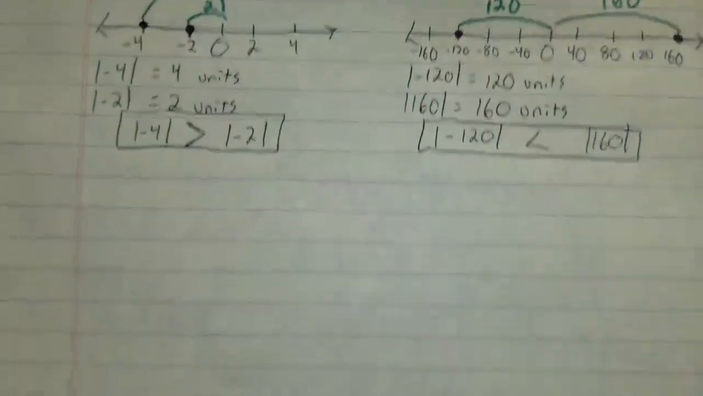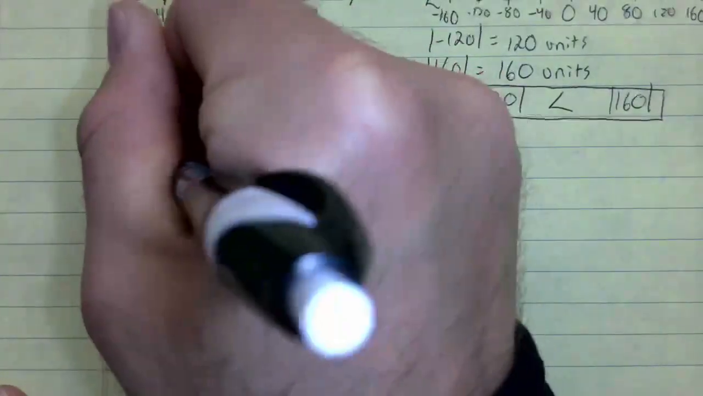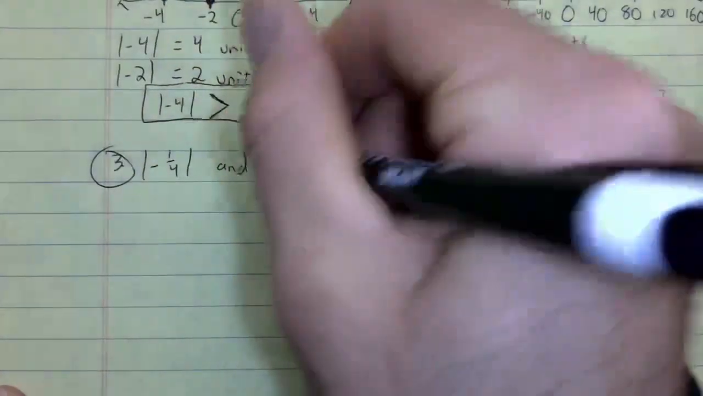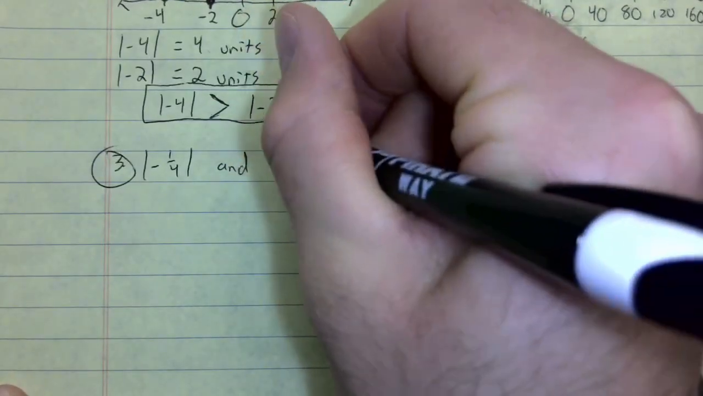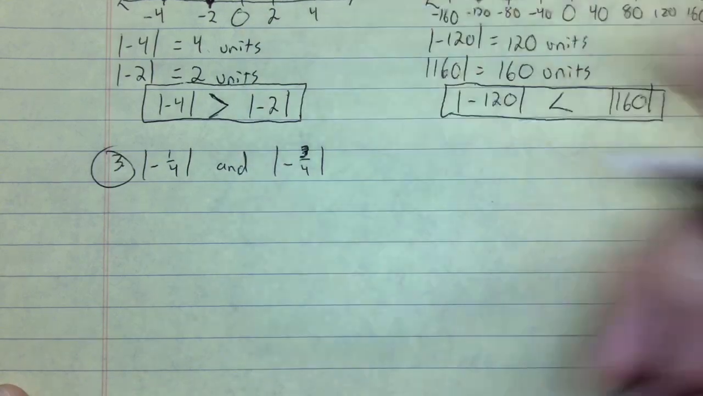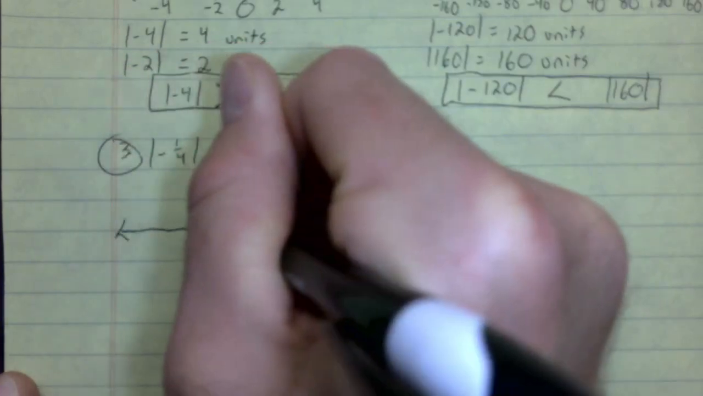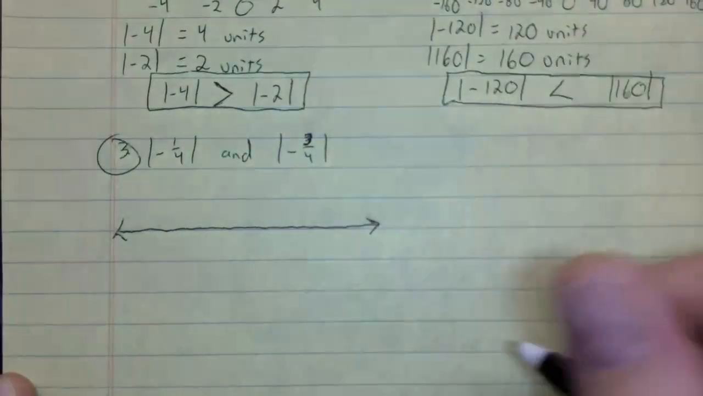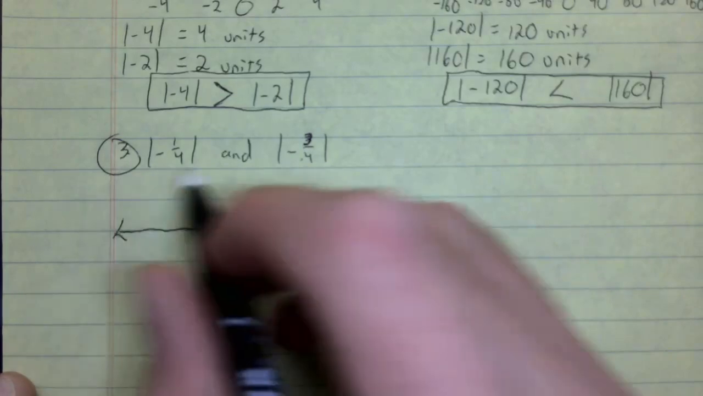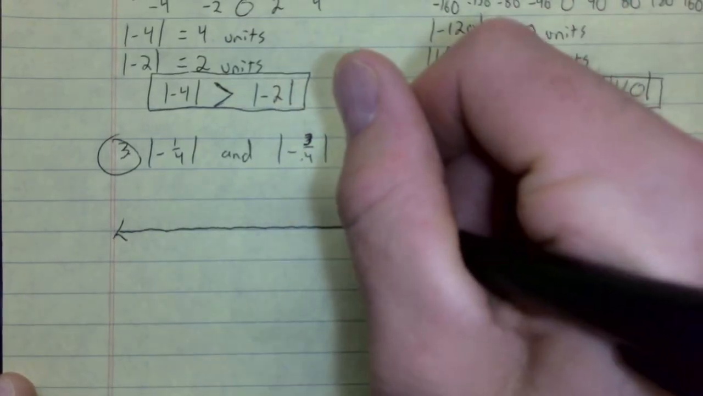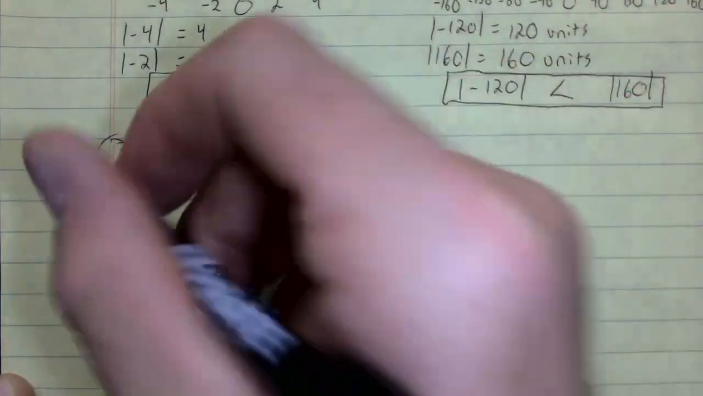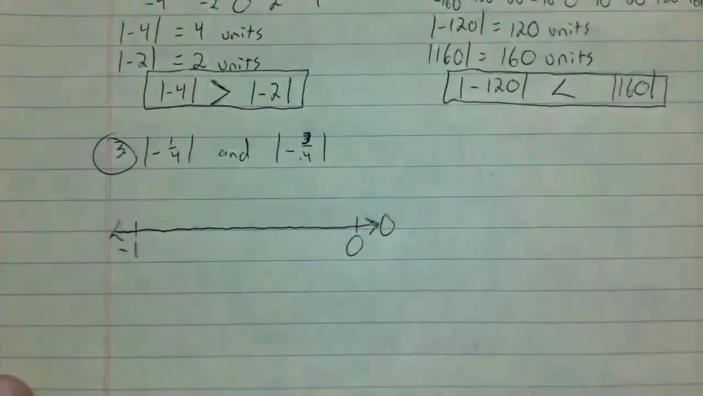Number 3 is the absolute value of negative 1/4 and the absolute value of negative 3/4. All right. So step 1 is to plot your rational numbers. So go ahead and plot your rational numbers. So we have 2 negatives here. So we'll just put 0 right here. We know 0 is on the number line. All right, there's 0. And the next number would be negative 1.